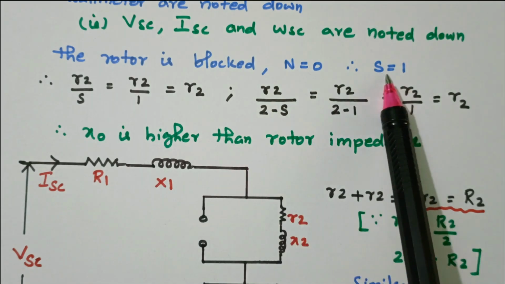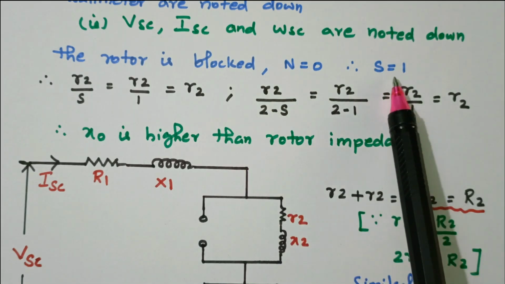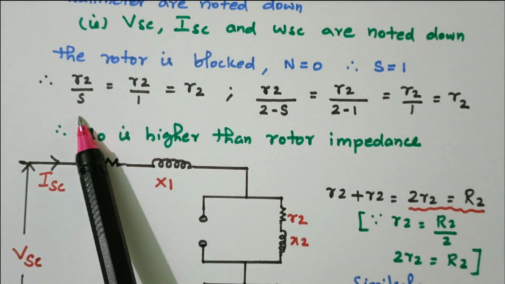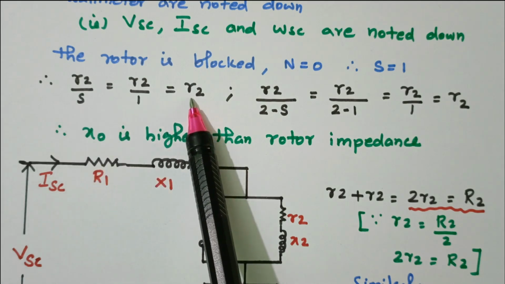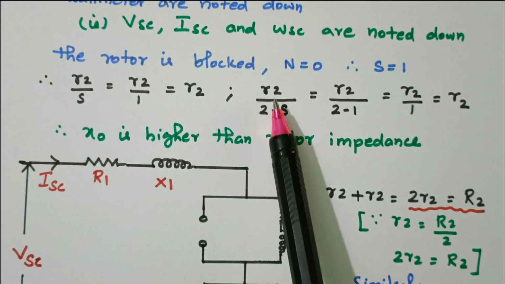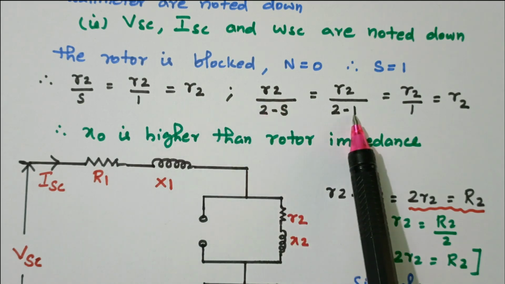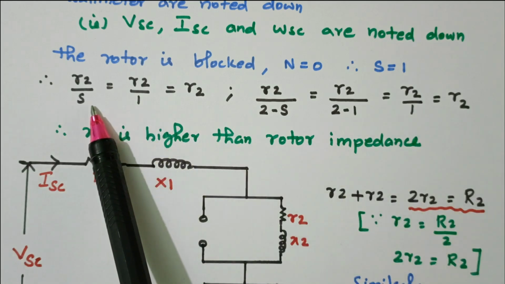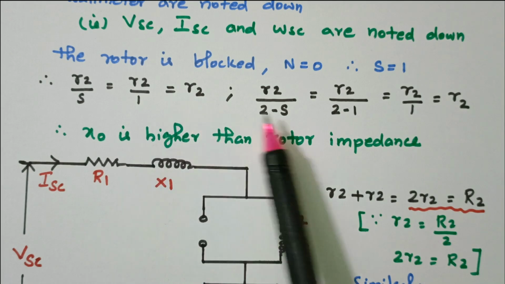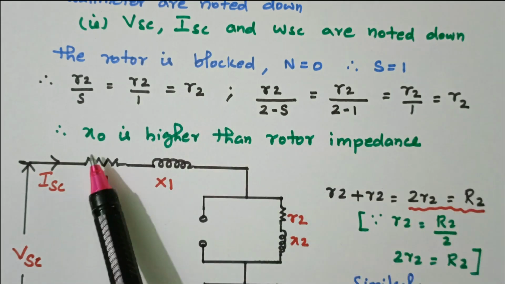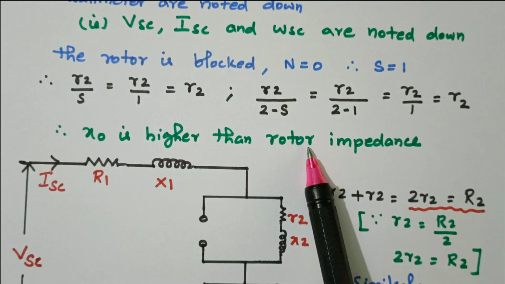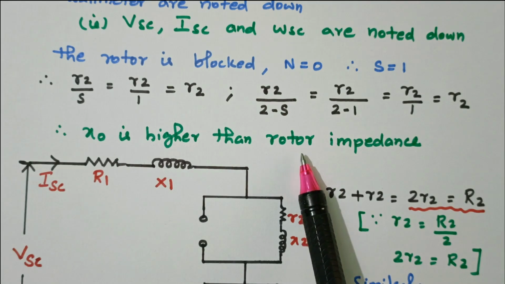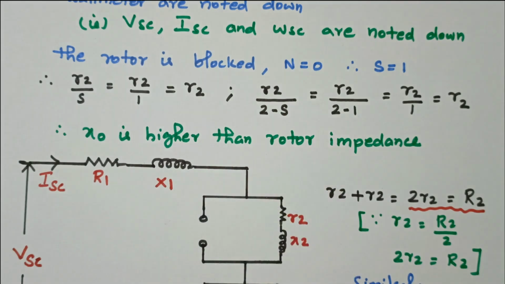So now we need to substitute the S value equal to 1. In the previous case S equal to 0. For the forward rotor circuit we know that R2 by S. Now S equal to 1, so it is R2. For the backward rotor circuit, R2 divided by 2 minus S. Now S equal to 1, so 2 minus 1 is 1, giving R2. So for both the backward and forward circuit, the resistor value is R2. Now X0 is higher than the rotor impedance, so that is neglected. So the X0 value is not included here.